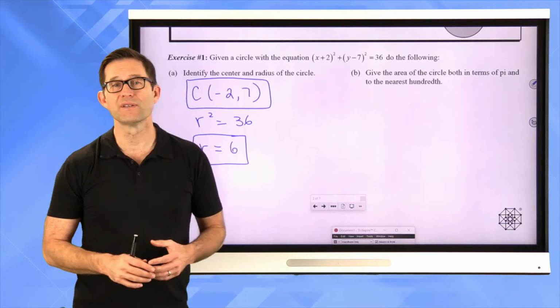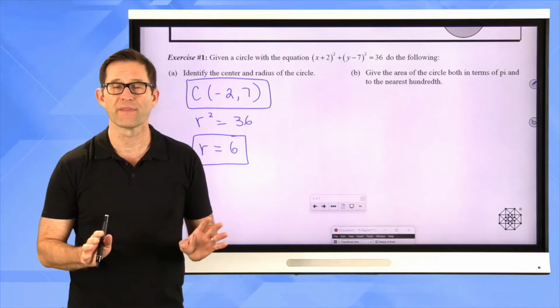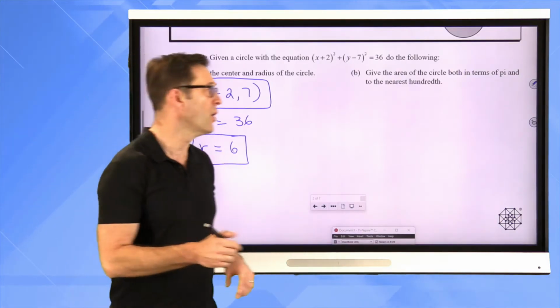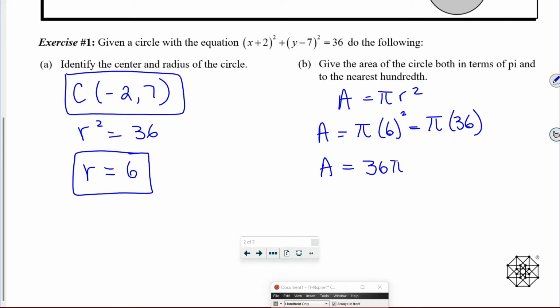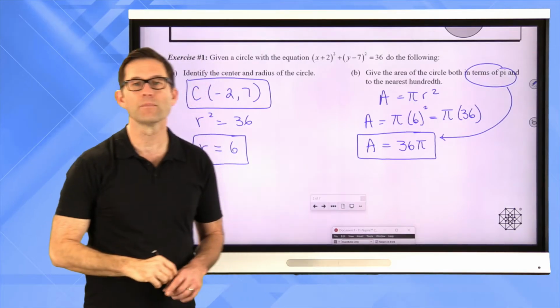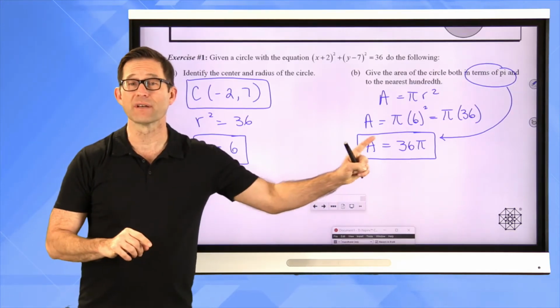Now, we don't have any kind of units here like centimeters or inches, so we can't say they're centimeters squared or inches squared, so we're just going to leave it without units. But we know that the area formula is pi times r squared. We know that r is 6, so we're going to get pi times 36. We don't tend to leave it like that ever. We kind of treat pi as if it's like the variable x. So we're just going to leave that as 36 pi. Now that's what it means to give the area in terms of pi. In other words, our area is exactly 36 times pi.